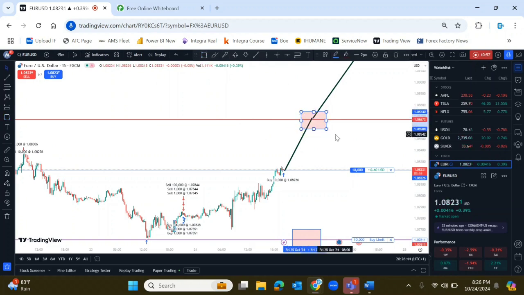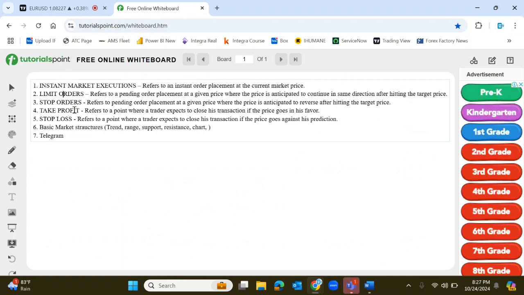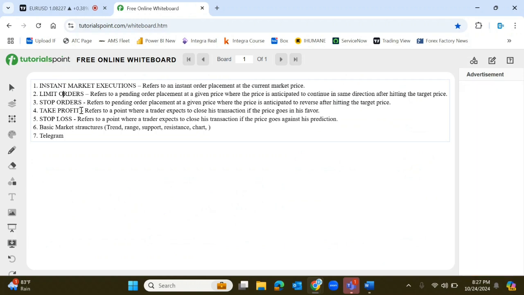So that is what buy stop means. Limit orders and stop orders are two different pending orders. Limit orders tell you that when the price goes to a particular point, it is going to reverse and start moving in the opposite direction, while stop orders tell you that if the price moves up or down to a particular point, it is going to continue in that same direction. So I believe you now understand what limit orders and stop orders are. Now let us move to take profit and stop loss.